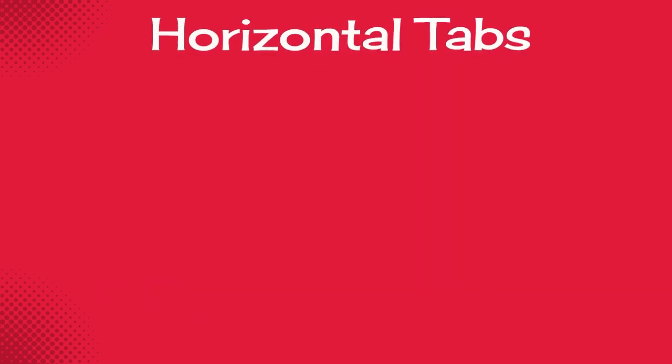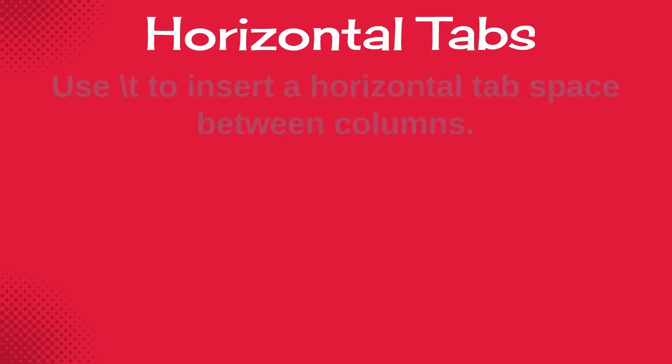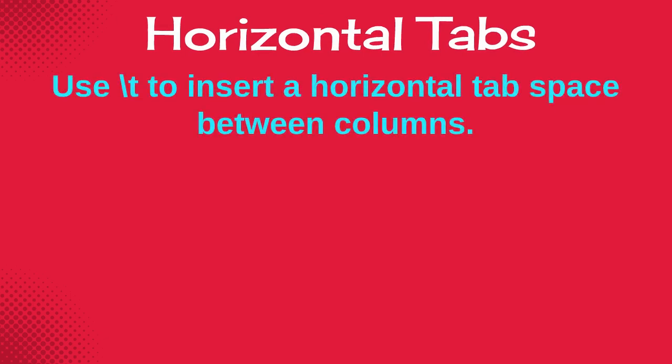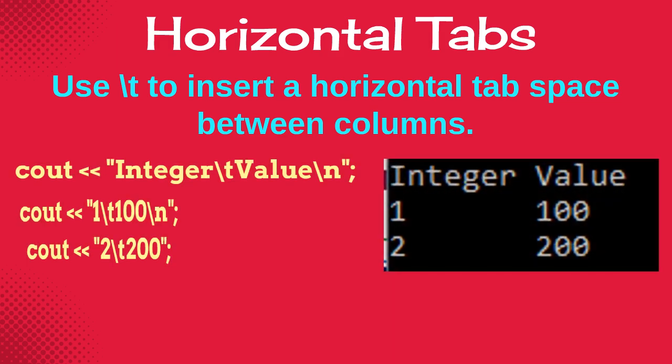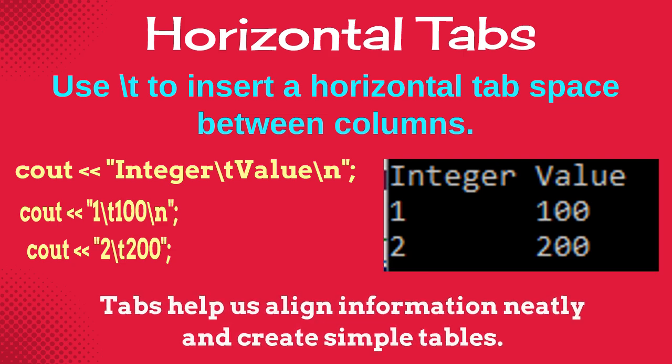Another useful escape sequence is \t, which inserts a horizontal tab space. Here, we use it to separate two columns. When we run the program, the values line up neatly under their headings. Tabs are very useful whenever we want to display information in a simple table.